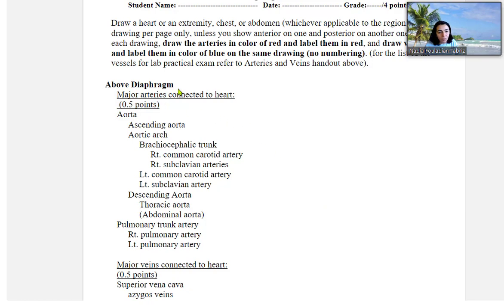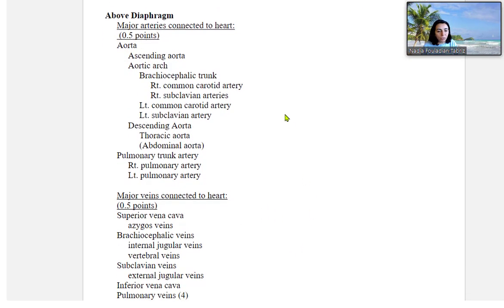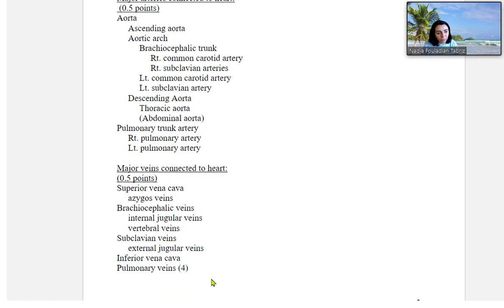First, above the diaphragm. What we have above the diaphragm. We start from the heart, and I put all the vessels that you need to know, the big vessels that are connecting to the heart, right? From the aorta, branches of that, and the pulmonary trunk and its branches. So these are the arteries and their veins that are getting back the blood next to these arteries.